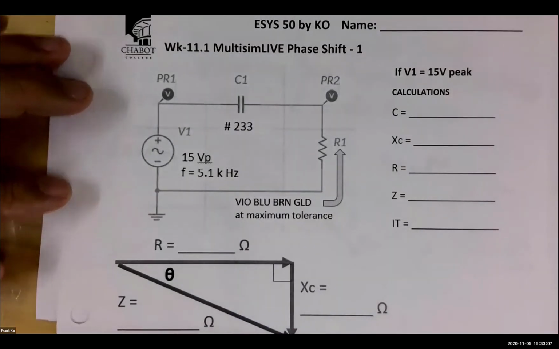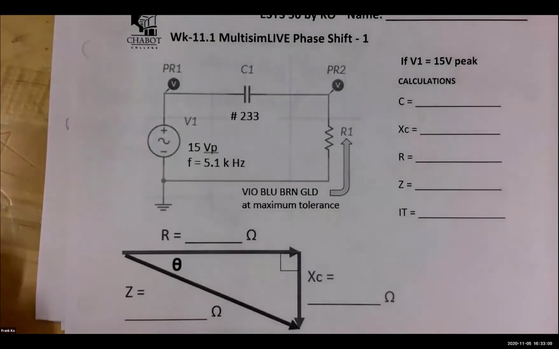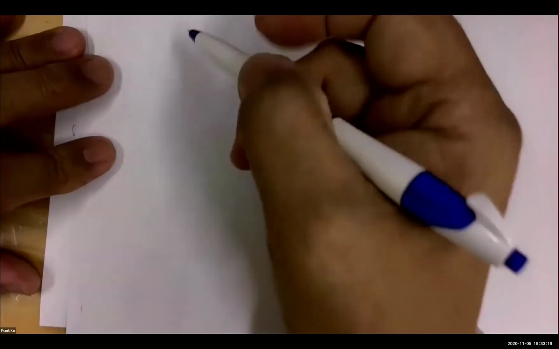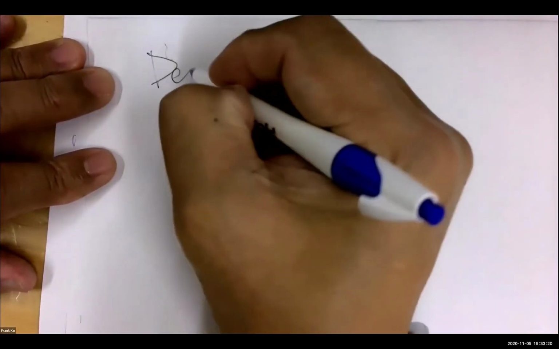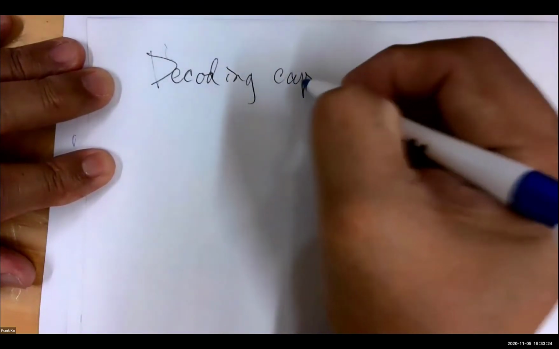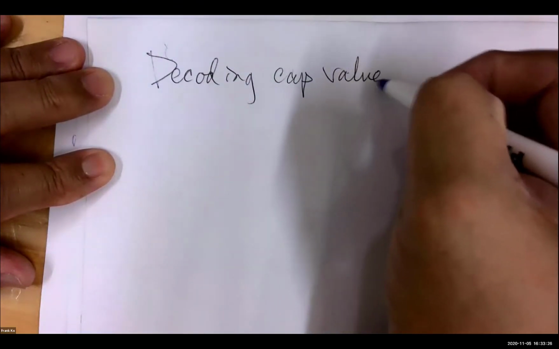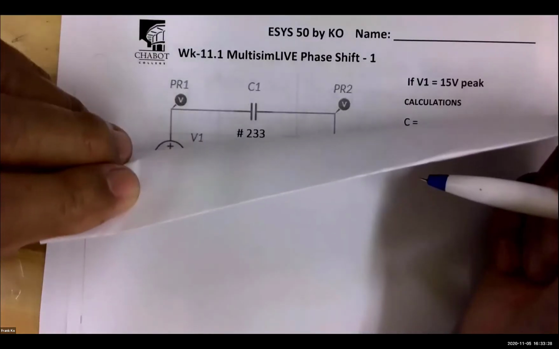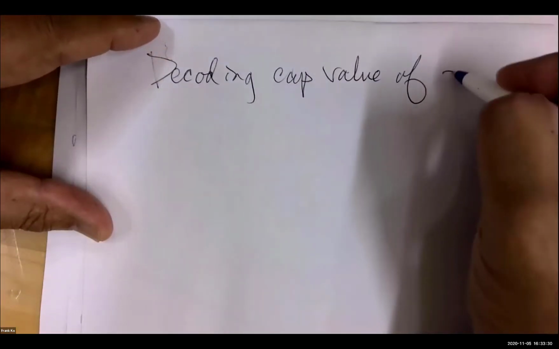So how did we decode the capacitor? Remember how to decode the capacitor. With decoding capacitors, just as a review, decoding cap value of, in this case, 233?